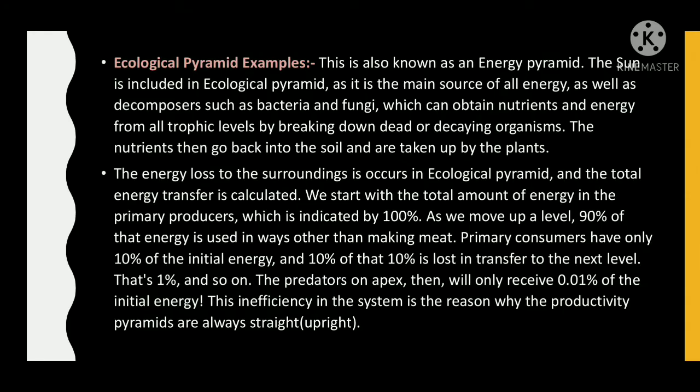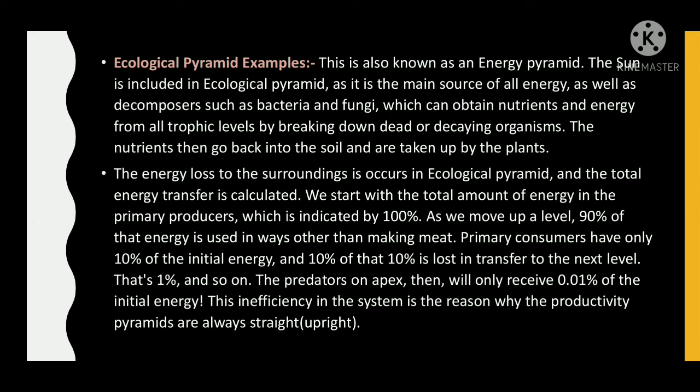Ecological pyramid examples. This is also known as an energy pyramid. The sun is included in the ecological pyramid as it is the main source of all energy, as well as decomposers such as bacteria and fungi, which can obtain nutrients and energy from all trophic levels by breaking down dead or decaying organisms. The nutrients then go back into the soil and are taken up by the plants. The energy loss to the surroundings occurs in the ecological pyramid and the total energy transfer is calculated.